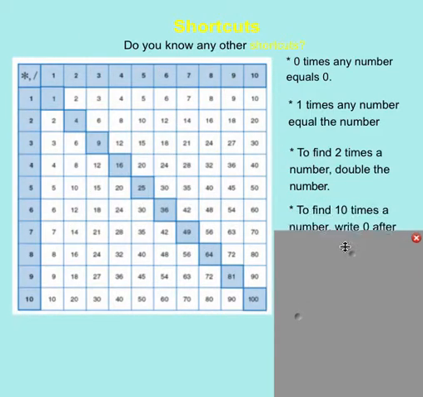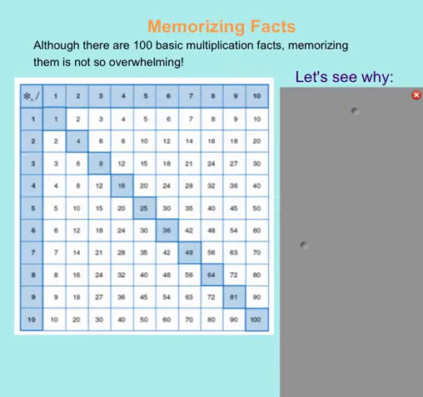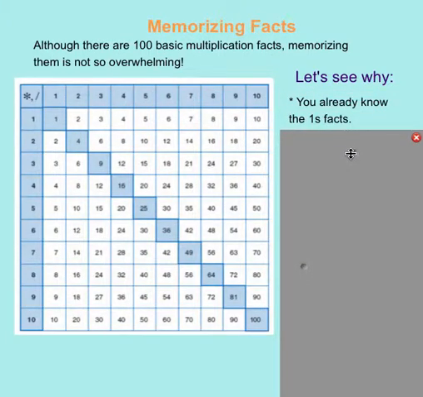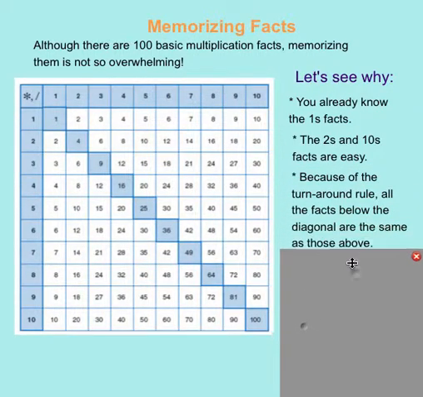And to find 10 times a number, you just write the 0 after the number. So if I wanted to find 9 times 10, I know that 9 times 1 is 9, and then I just add a 0 after it, which would be 90. There's a bunch of tricks out there. I encourage you to find some and use them to help you remember. Although there are lots of multiplication facts, memorizing them isn't so hard because you already know the ones. The 2's and 10's are easy. And because of the turnaround rule, you already know most of the facts, you just have to turn them around. So if you know 7 times 5, you're going to know 5 times 7.